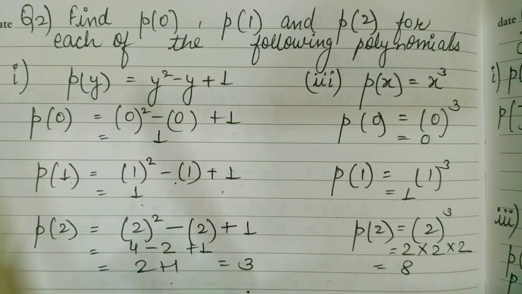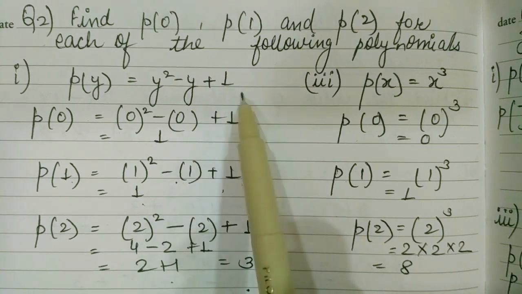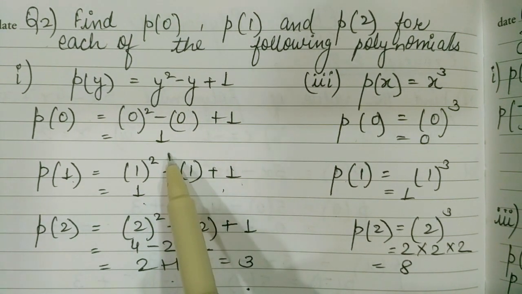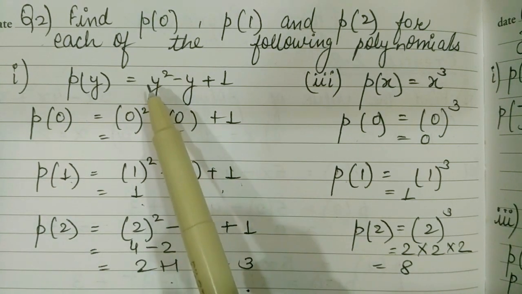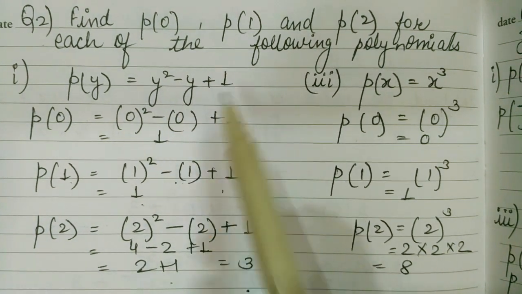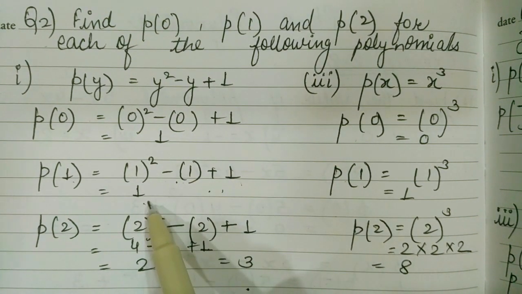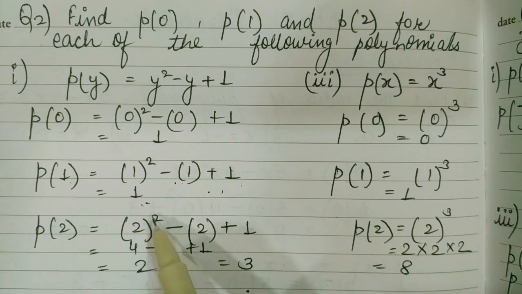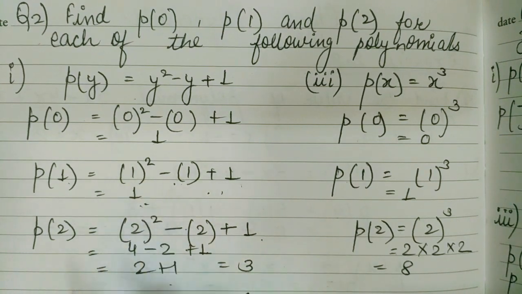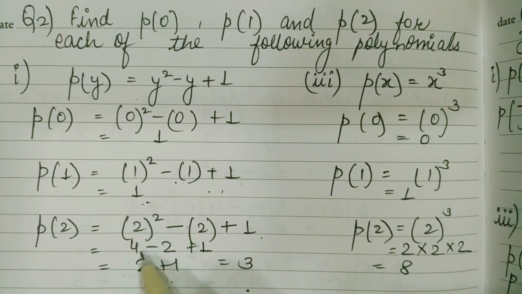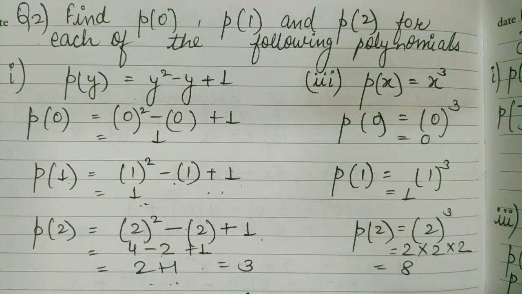When I am going to put 0 in this polynomial, it will become 0 square minus 0 plus 1. So what I will get is 1. Next, when I am going to put 1 in the polynomial, it will become 1 square minus 1 plus 1. Minus 1 plus 1 cancel out. The value will be 1. When I am going to put 2 in the polynomial, it will become 2 square minus 2 plus 1. Square of 2 will be 4. 4 minus 2 plus 1. 2 plus 1 will become 3.